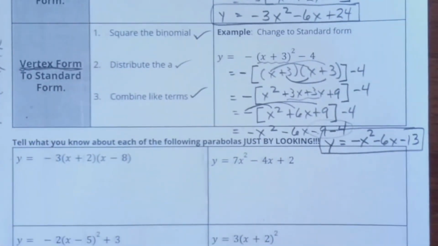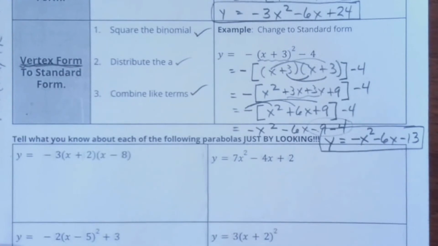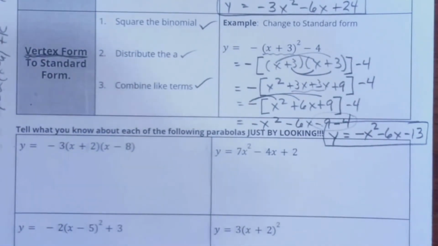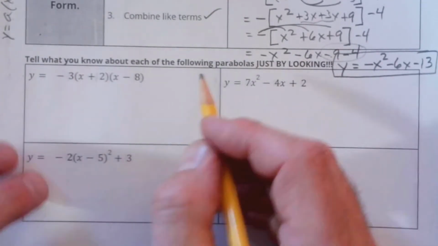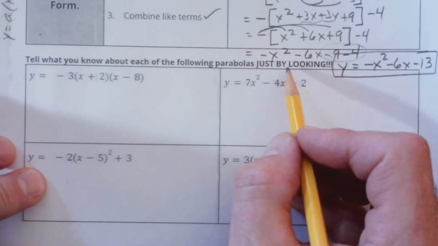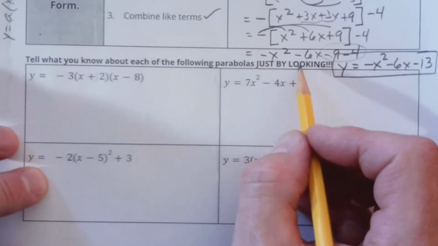And we did it. Now it's not easy. There's a lot of multiplication in algebra and combining like terms, but you can do it. Now, at the very beginning, I gave you the big picture of the different forms, and now we're going to apply that. What do we know about the following parabolas just by looking?